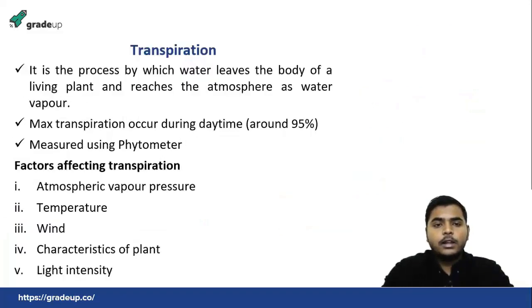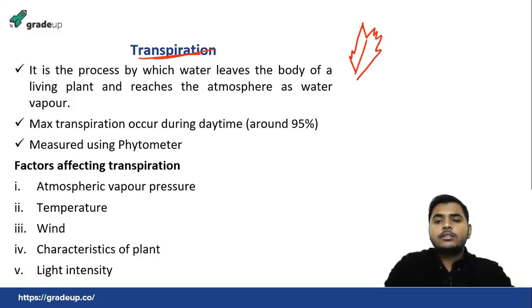So let's move on to the next component, that is transpiration. Till now we have studied precipitation and its measurement, evaporation, and just now we are starting transpiration. So what is transpiration? You all know it is the process by which water leaves the body of a plant and reaches the atmosphere as water vapor. This may be occurring from either the leaves or the stomata. Stomata are actually the pores present in the leaves, so the plants respire using these stomata.